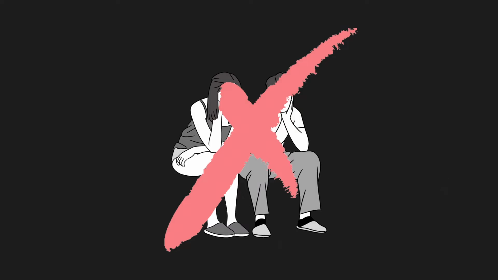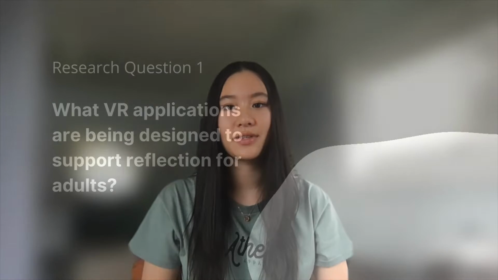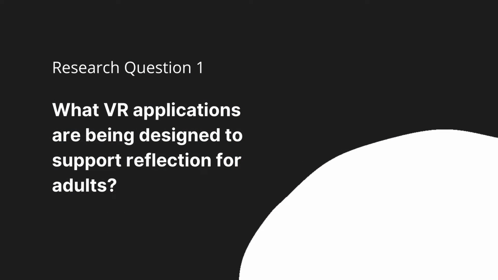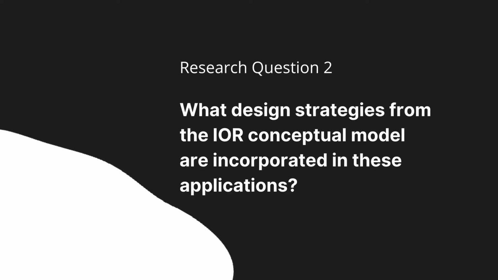But as VR is predisposed to invoke high immersion and flow, there is a unique tension between what may be described as the reflective experience and the typical immersive experience of VR. Our research attempts to address this paradox, which leads us to our research questions. 1. What VR applications are being designed to support reflection for adults? And 2. What design strategies from the IOR conceptual model, which I will elaborate upon later, are incorporated in these applications?